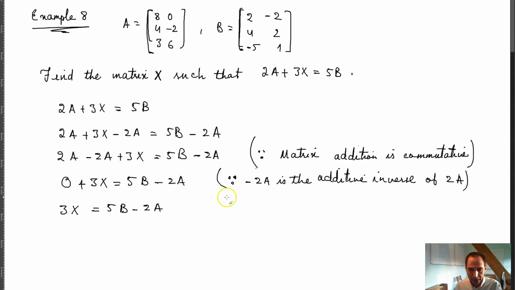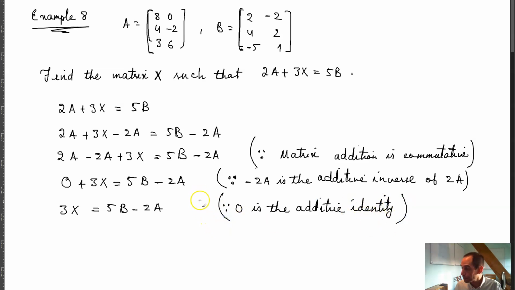O is the additive identity. And then you can say that X is the same thing as dividing this side by 3 and dividing this side by 3, so 1/3, for example, times 5B minus 2A.